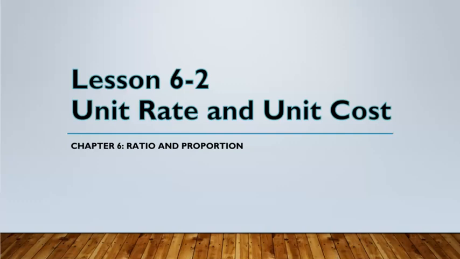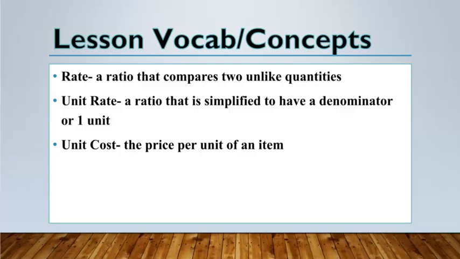Lesson 6-2, unit rate and unit costs. So first off, a rate is a ratio that compares two unlike quantities. And then a unit rate would be a ratio that is simplified to have a denominator of 1 unit.